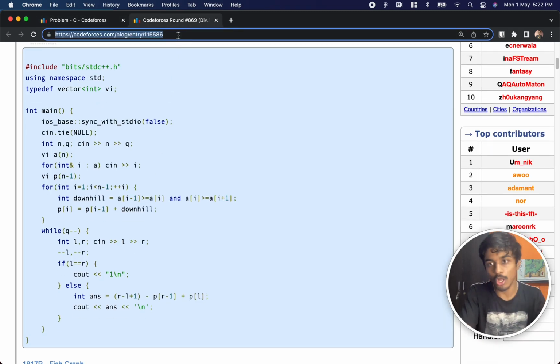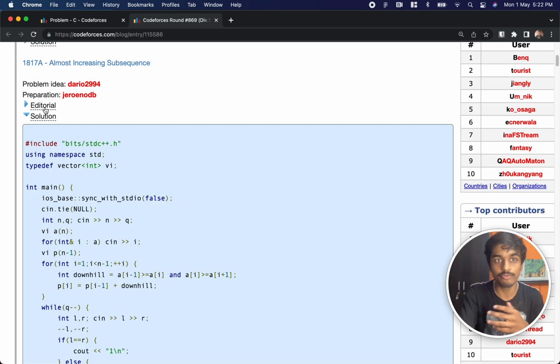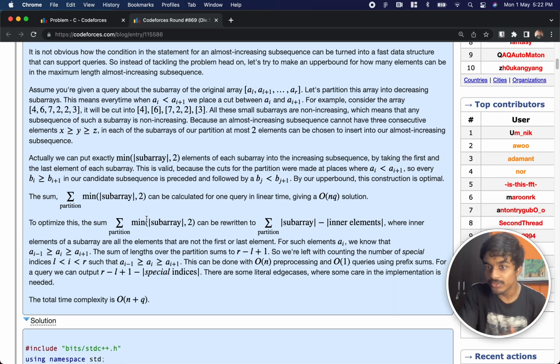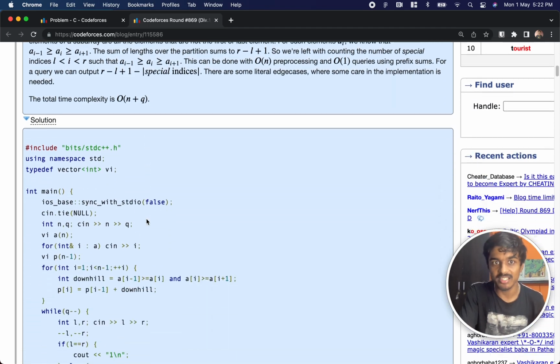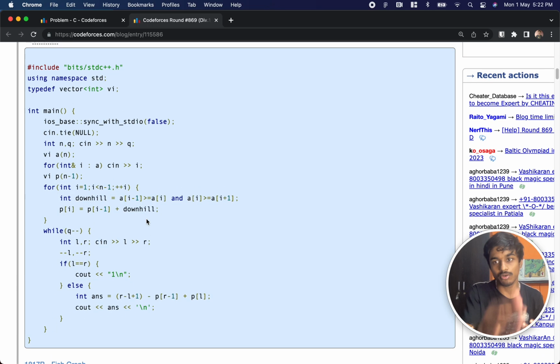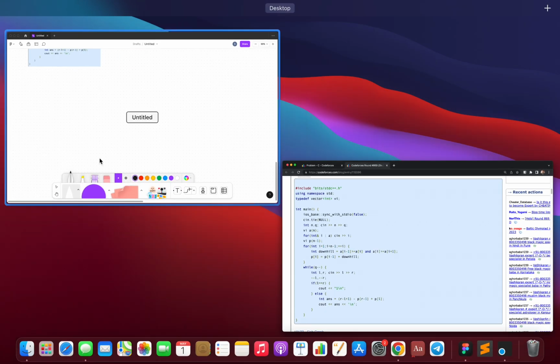So this is the same as this tutorial solution. So this is the blog entry here. They have given you a beautiful editorial also. You can please go through this and try to understand. I try to simplify it. Now I'll explain this solution. I tried on my editor and it's working as well.